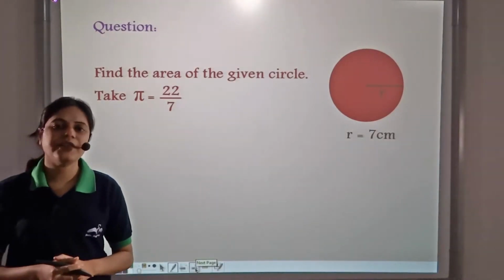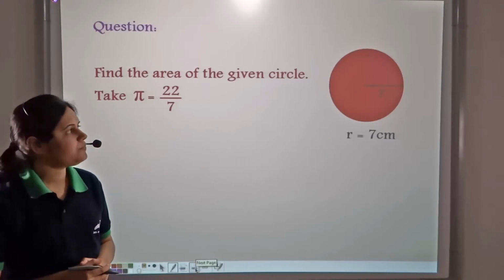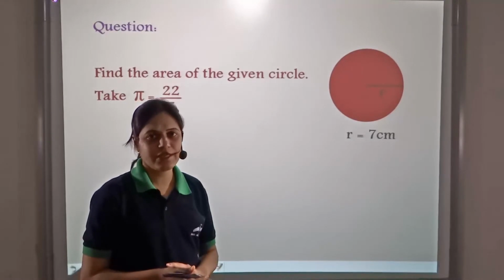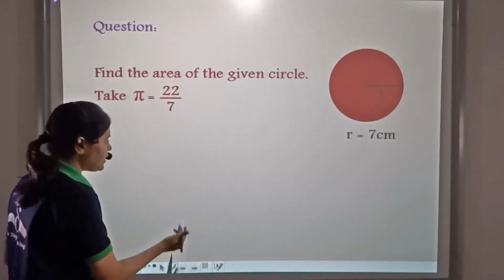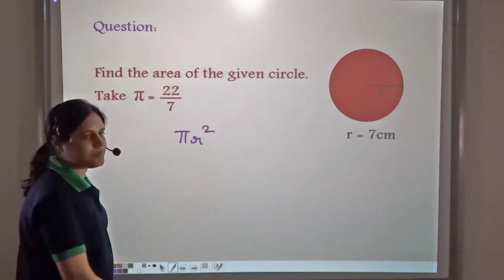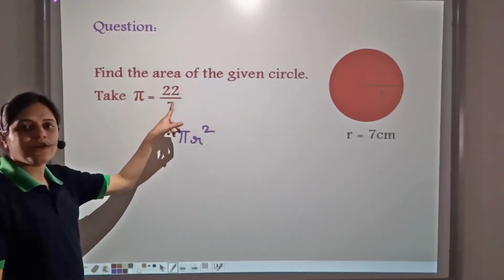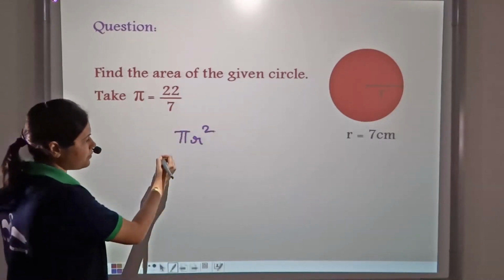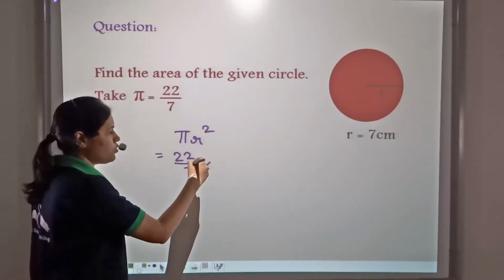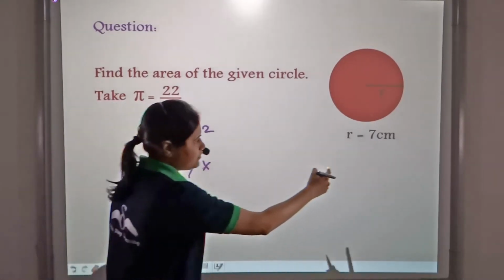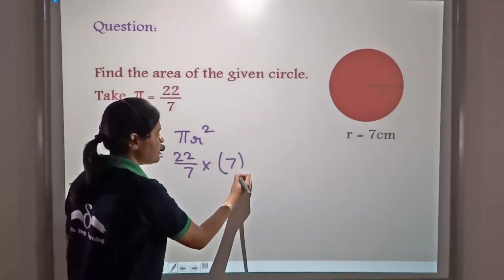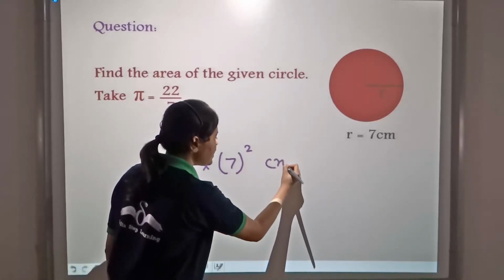So now can you find the area of this circle? Well, it is given that the radius of the circle is 7 centimeter. We know that the area of a circle is given by pi r square. We have to take the value of pi as 22 by 7. So this is equal to 22 by 7 into square of radius. Radius is 7 centimeter. So into 7 square centimeter square.